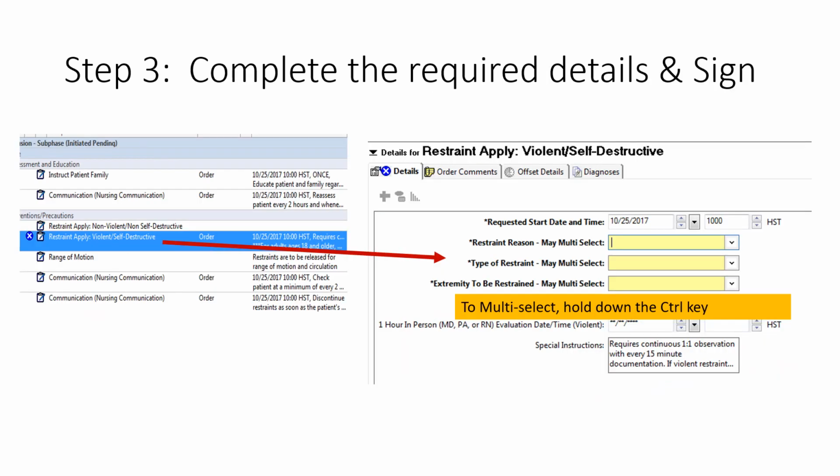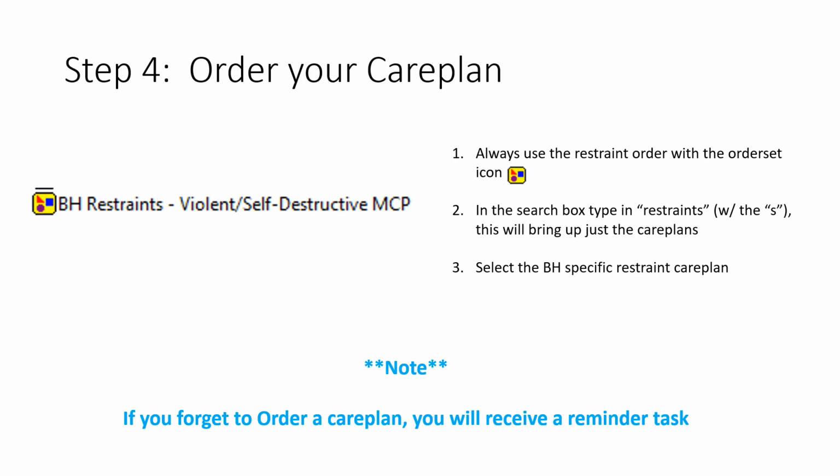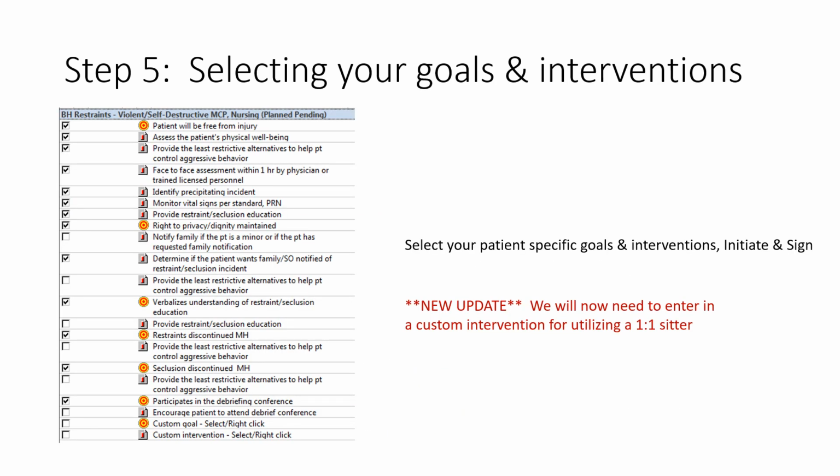Step 3. Complete your required details and sign. To multi-select, hold down your Control key. Step 4. Order your restraint care plan. The care plan will also follow the restraint. Once the restraint is removed, the care plan will need to be completed and discontinued. Any new restraint will need a new care plan. Step 5. Select or unselect any goals and interventions and sign.